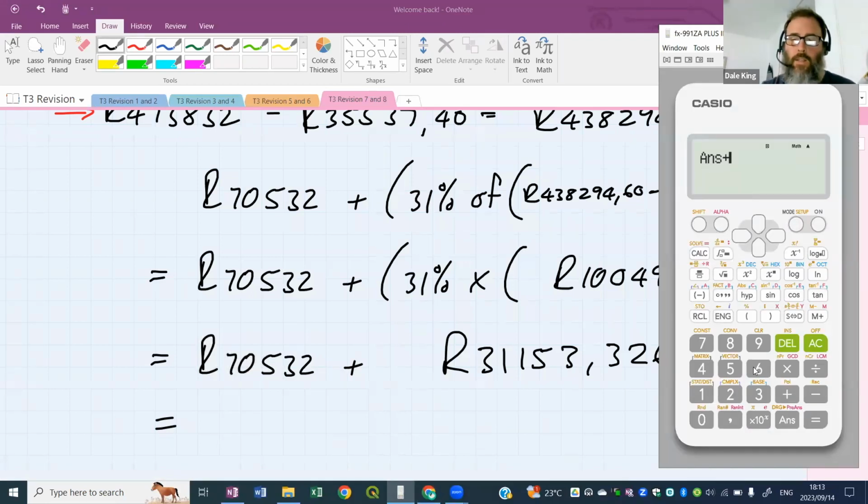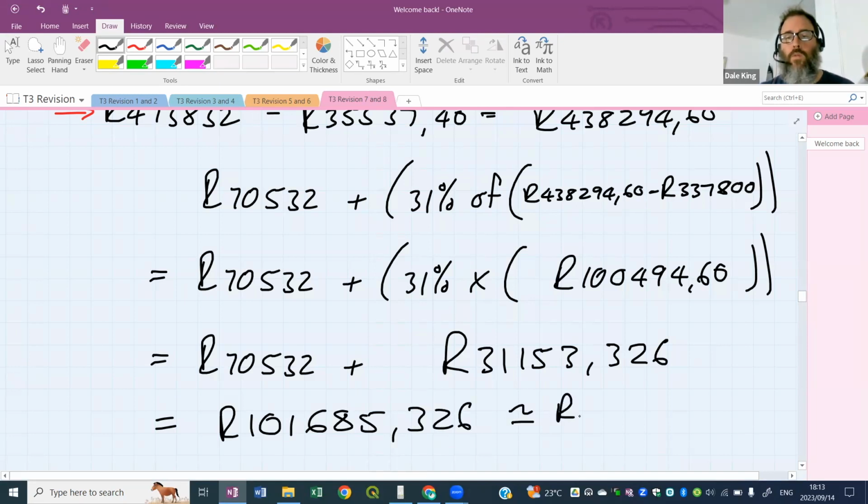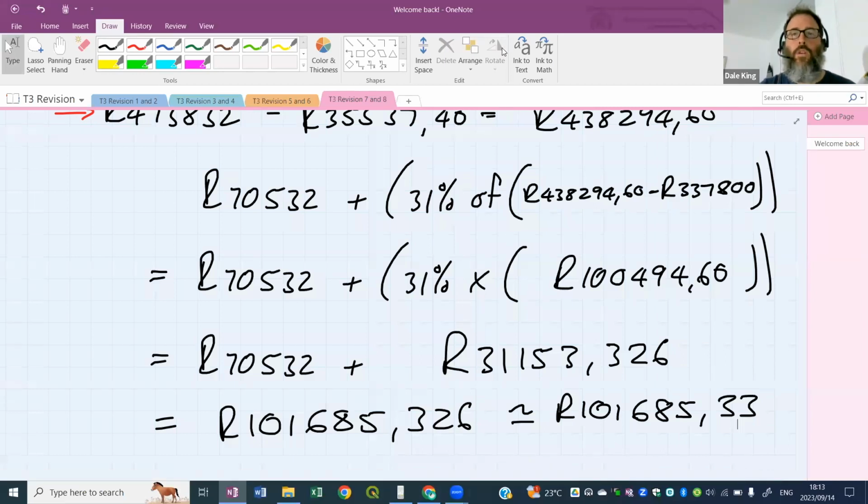I'm going to say plus 70,532. And that gives me 101,685,326, which we can round off to 101,685,33. All right, so that is how much tax this person is going to pay.